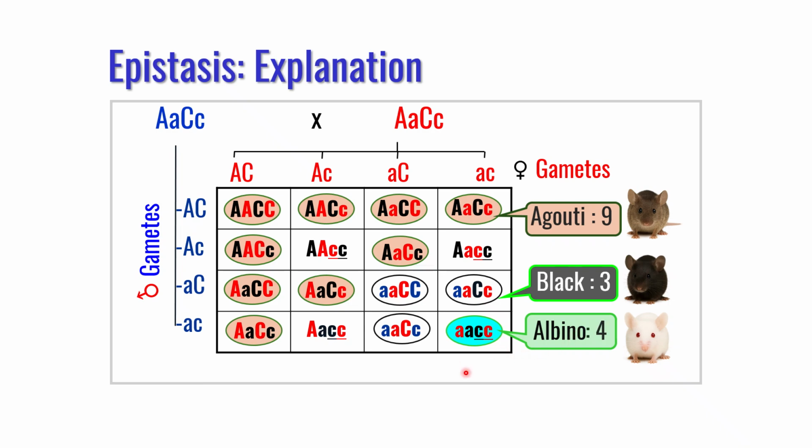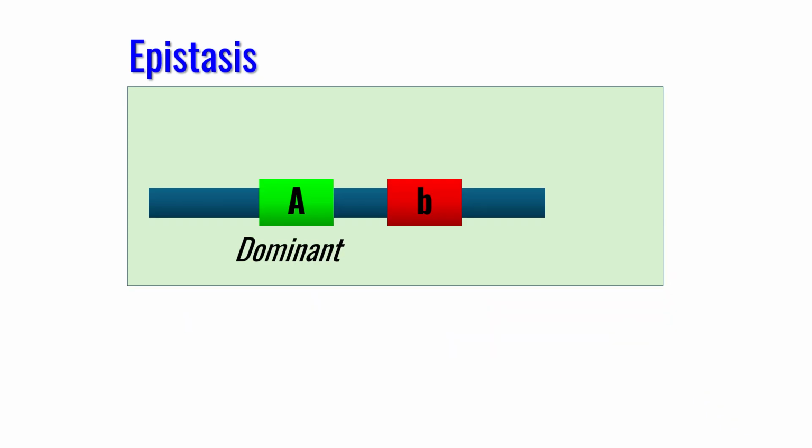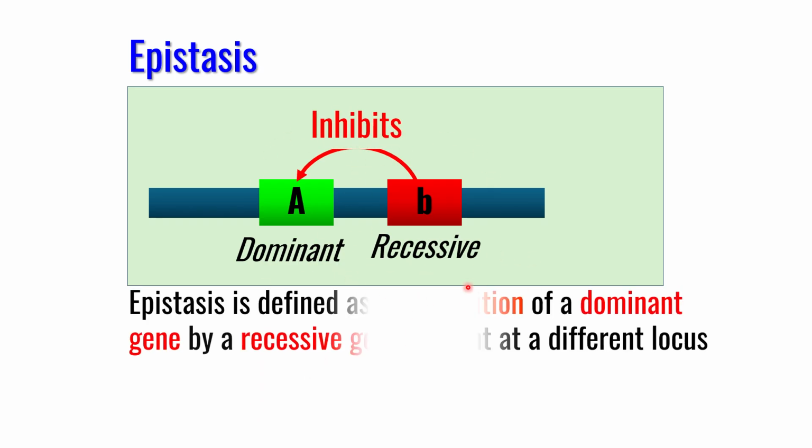So what is the source of the 3 additional? So these are the 3 additional. If you notice here, there is a dominant gene, but this is being inhibited by small c, small c. So this is an example which clearly shows interaction between genes, or inhibition of a dominant gene by a recessive gene. This is called epistasis. So epistasis is defined as inhibition of a dominant gene by a recessive gene present at a different locus.